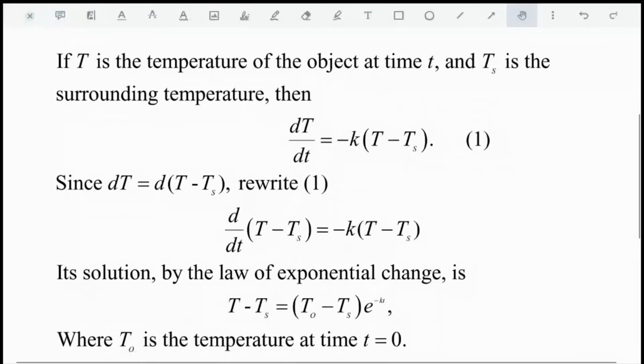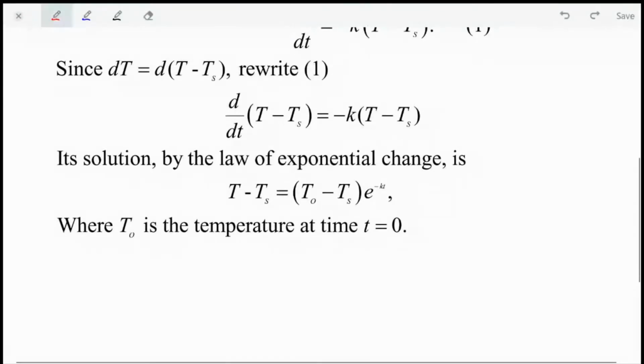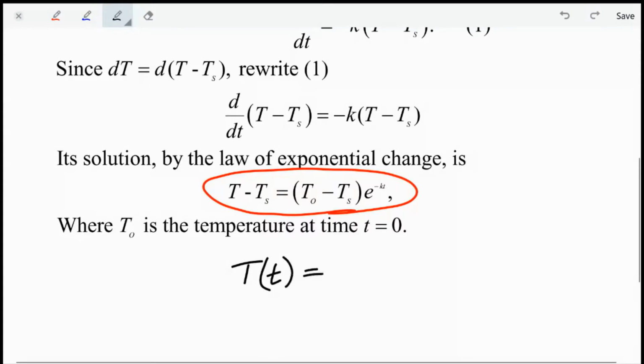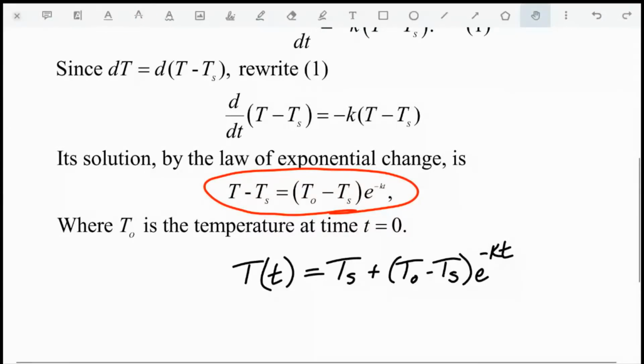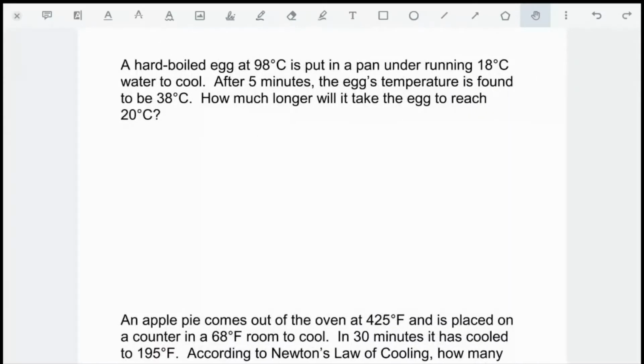So in the end, what we end up with here is this model. We have our temperature minus our surrounding temperature is equal to T naught minus T sub S times e to the negative KT power. And usually I write it like this. The temperature at any point in time is equal to the surrounding temperature plus the initial minus the surrounding temperature times e to the negative KT power. Sometimes you'll see it written as e to the KT power. It doesn't really make a difference when you plug everything in. That K will turn out what you need it to turn out to be, whether it needs to be positive or negative based on your equation. Okay, so let's take a look at a couple of examples.